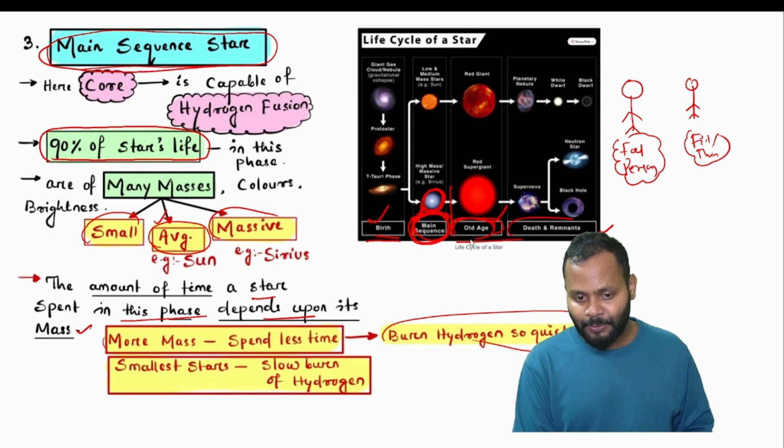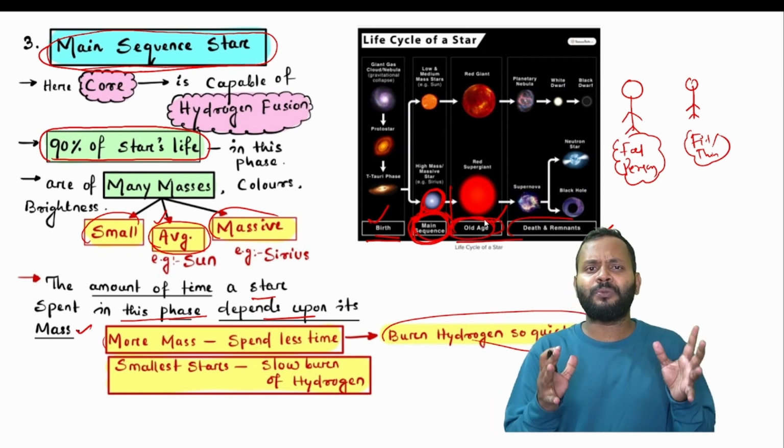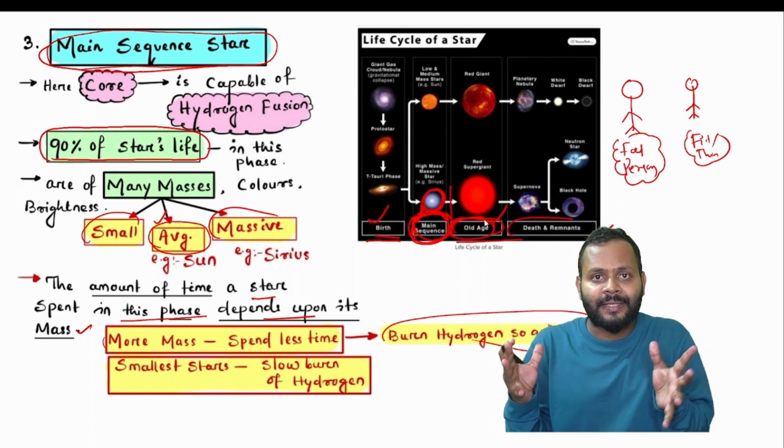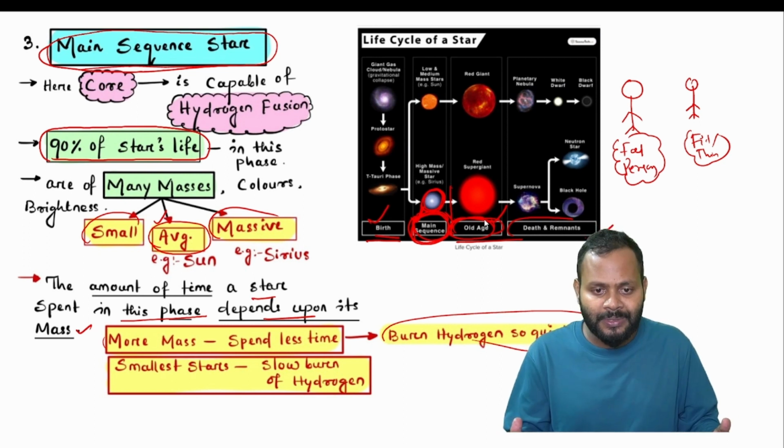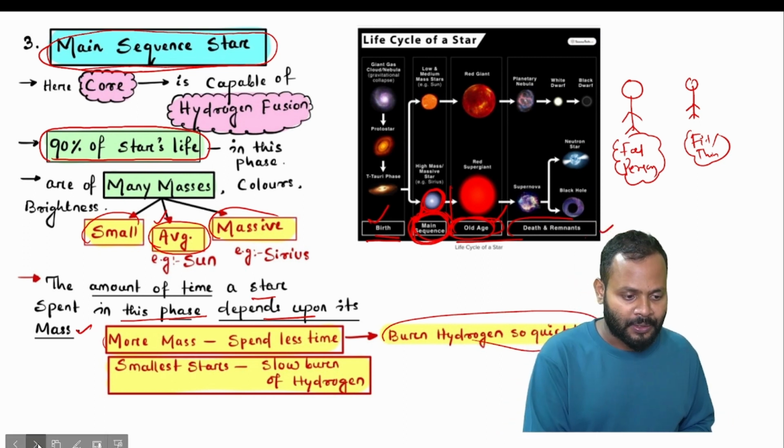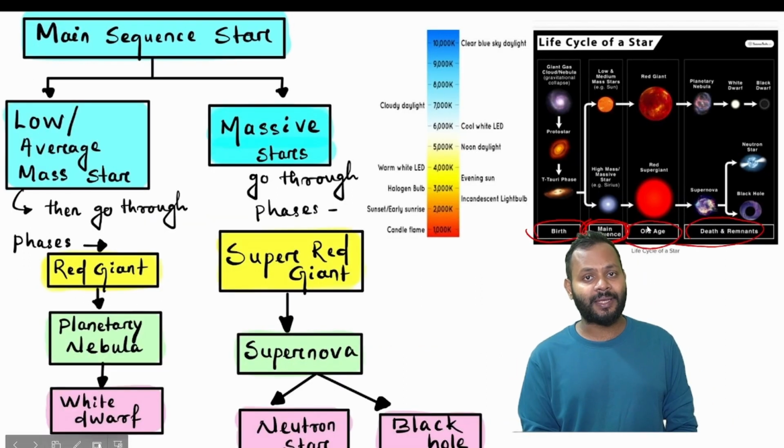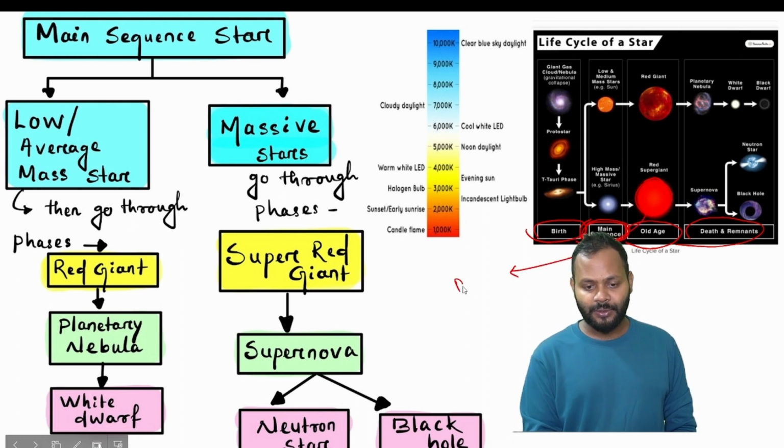Now, in the old stage, what happens? The fusion is ultimately restricted. There is no hydrogen fusion. Now we'll understand in the next slide. In sequence, the star gets older. Now you can see that when the star gets older, it looks red.